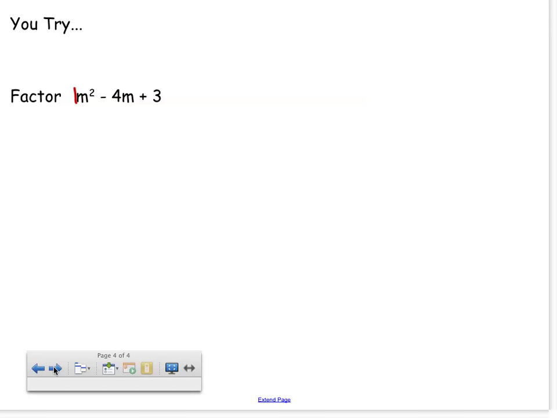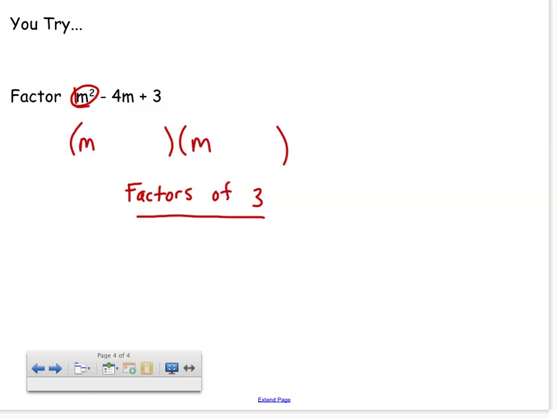Now you're going to open up that double bubble. And remember that the first term in each binomial has to multiply to the first term in the trinomial. So my first term is m squared. And all I know that multiplies to m squared is m and m. But now I have to find 2 factors of 3 that also add up to negative 4. Well, 3 really only has 2 factors, right? You're thinking 3 and 1. But you guys have to remember that a positive number also has 2 negative factors, because a negative times a negative gives you a positive.